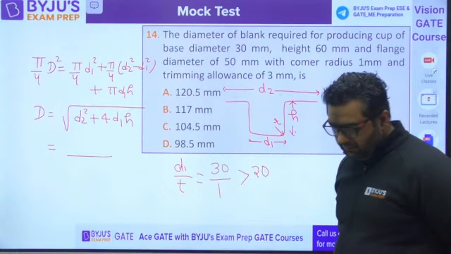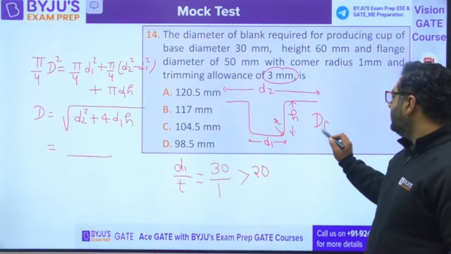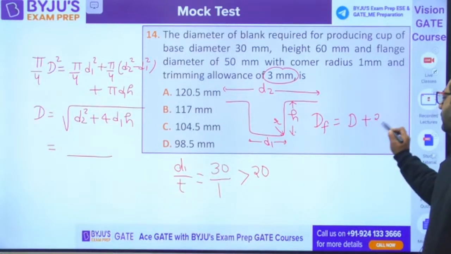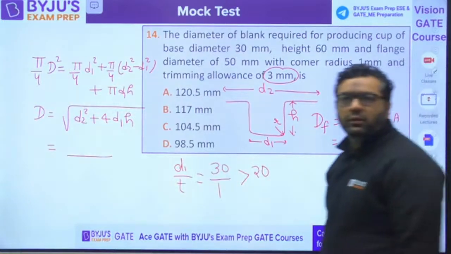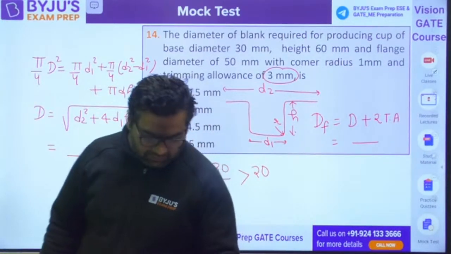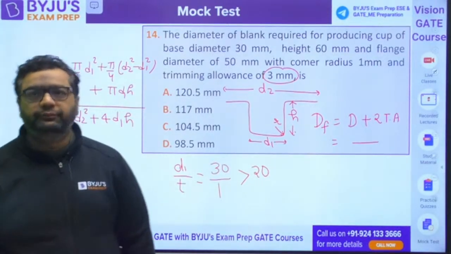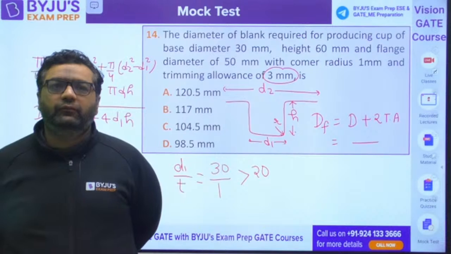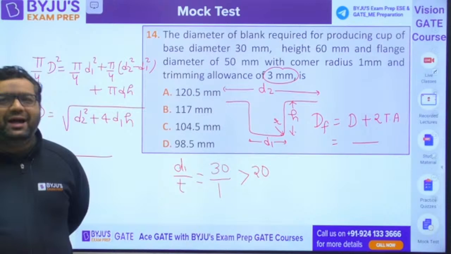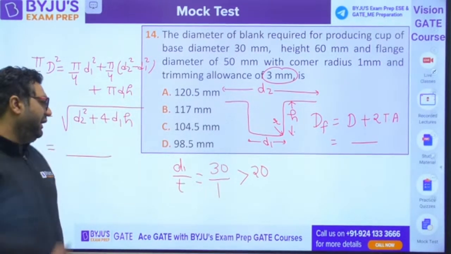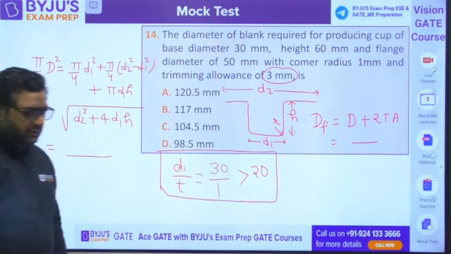Yes. So when you will be getting this, you need to add the trimming allowance also, right? So D final will be D plus 2 times the trimming allowance. So that will be the final answer. Is it clear? Solve it. So guys, when d by t is more than 20, then there is no role of corner radius. Clear?